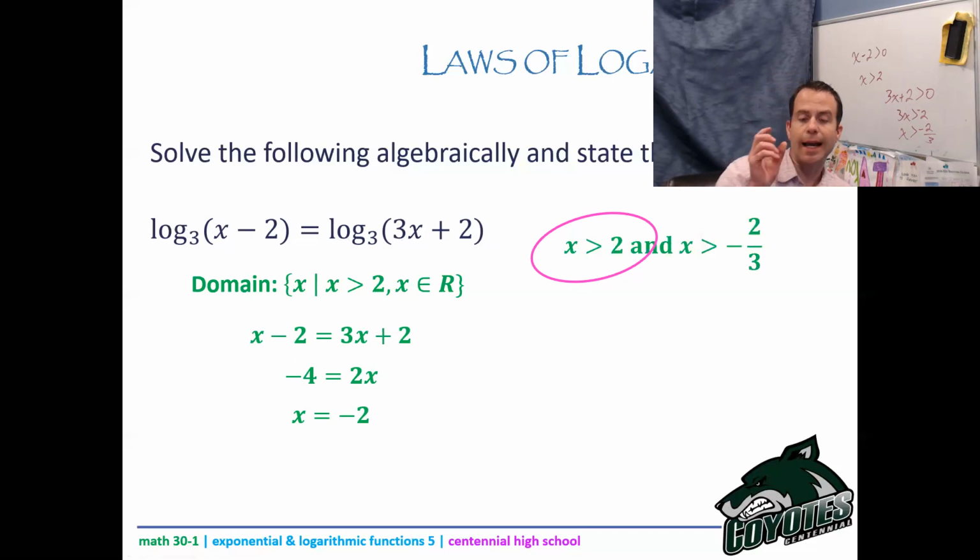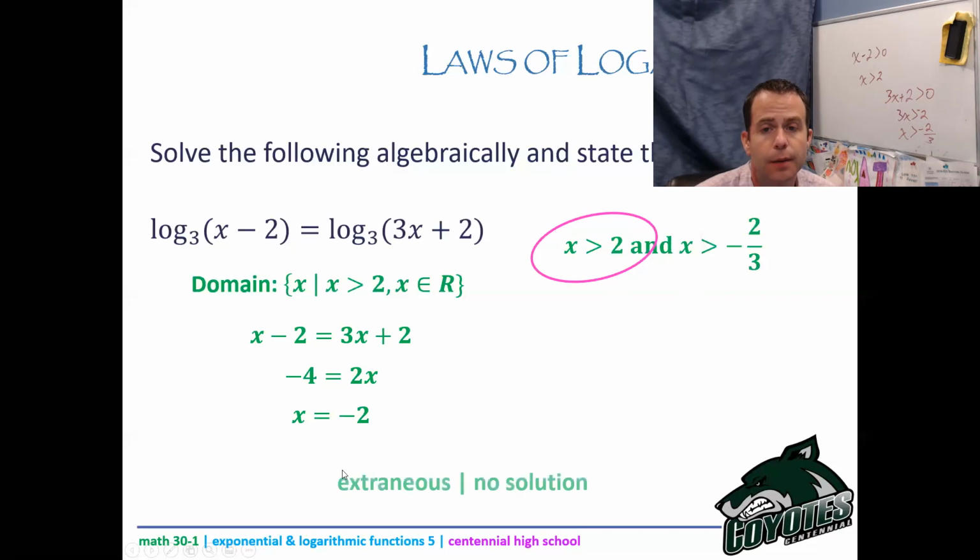Now, I have to always check my solution against my domain, my original restrictions. We have been told that x has to be greater than 2, which means this is no good. That's an extraneous solution. There is no solution here.